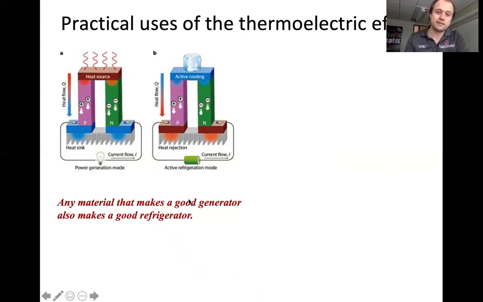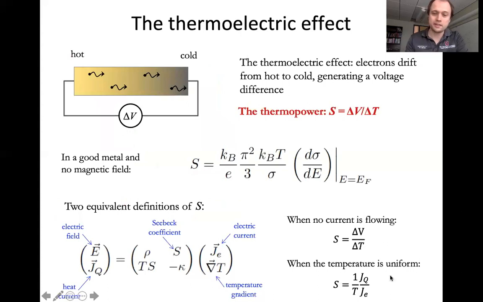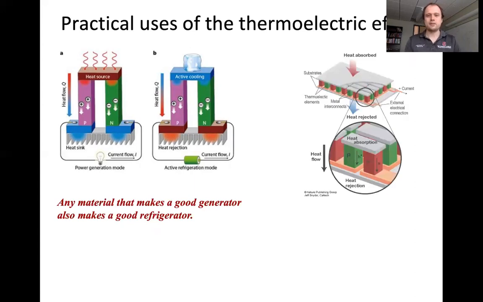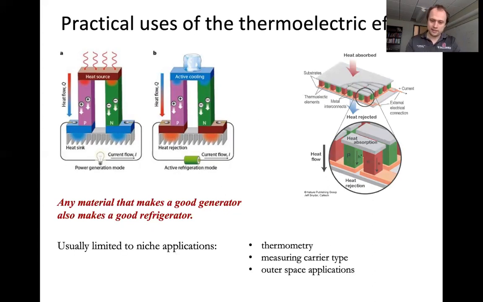You can also run the effect in reverse. So instead of putting a load resistor here, you put a battery that forces the current to go through the circuit and thereby can carry heat away from something that you want to cool. And these two equivalent definitions of the thermal power basically guarantee that any material that has a large thermal power can be used for either purpose with equal effectiveness. Okay, so what you actually do when you make a practical device, you chain many of these little junctions together in series, and now you can use that either for heat recovery or for refrigeration.